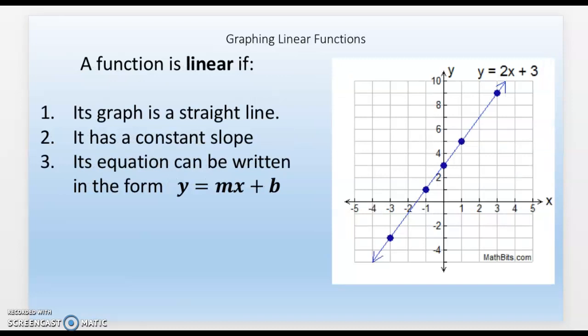Three things say a function is linear. Like I said, its graph is a straight line. It has a constant slope. And its equation can be written in the form y = mx + b. We're going to look at that equation in the second video in the bottom green folder. And I know you've seen it before. Again, today is a lot of review.